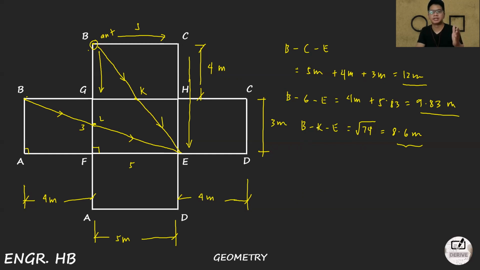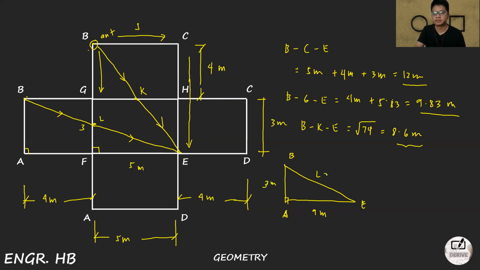So BLE creates a right triangle, as you notice here guys, with point A and E. So the drawing will become BLE, then this is point A. So we all know that A to F is 4 meters. And then F to E is 5 meters. So that was 4 plus 5, so that was 9 meters. And from point A to B, that was 3 meters.